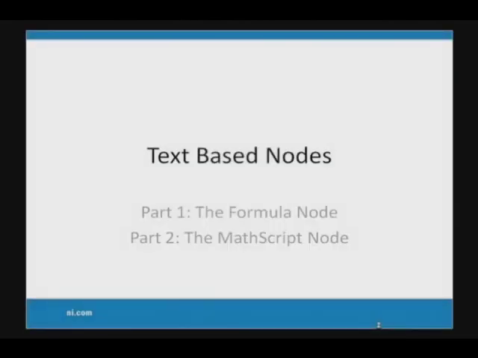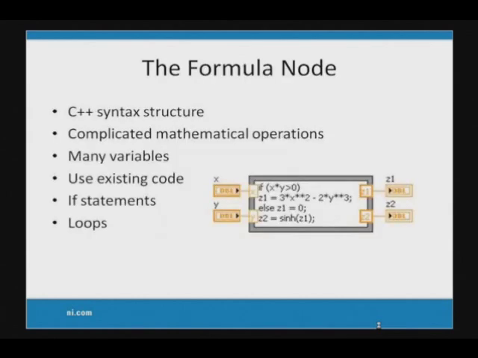For this tutorial, we will be looking at two text-based nodes in LabVIEW, the Formula node and the Mathscript node. The Formula node is a convenient text-based node you can use to perform complicated mathematical operations on the block diagram using the C++ syntax structure. It is most useful for equations that have many variables or are otherwise complicated. The text-based code simplifies the block diagram and increases its readability.